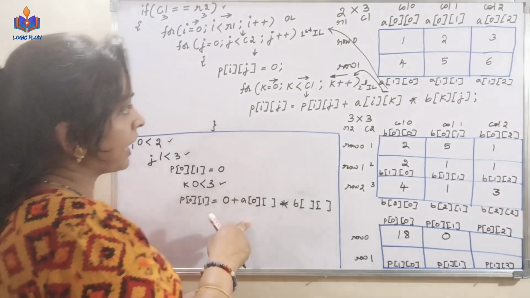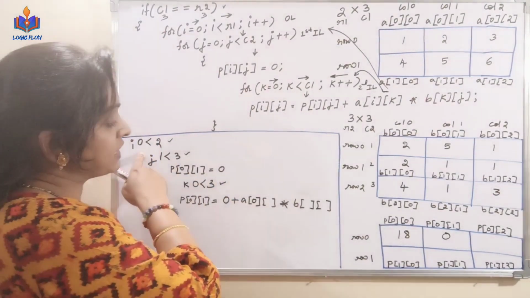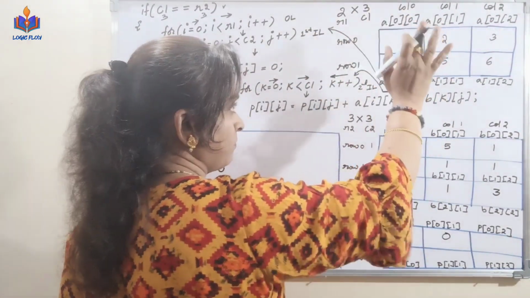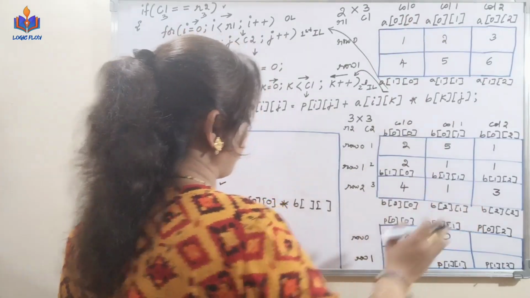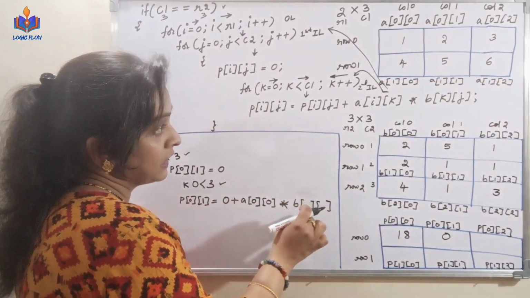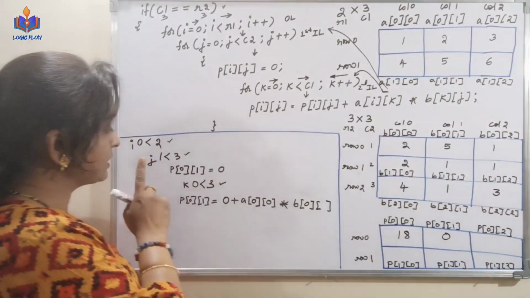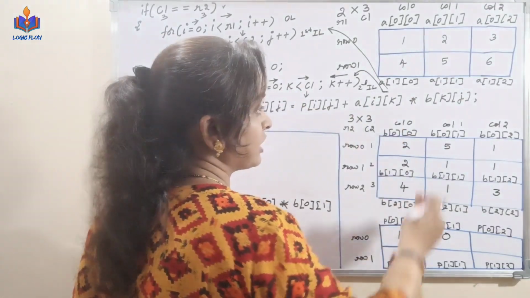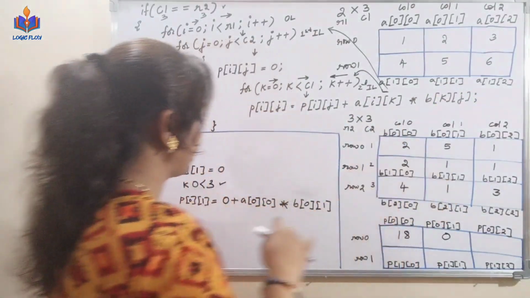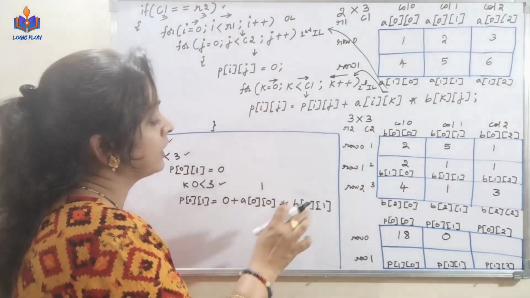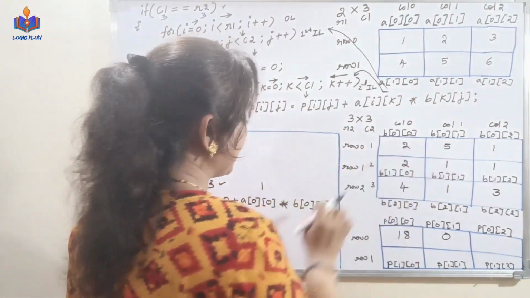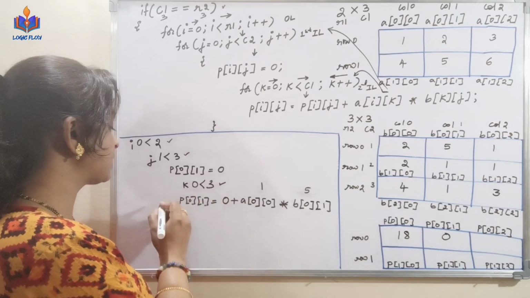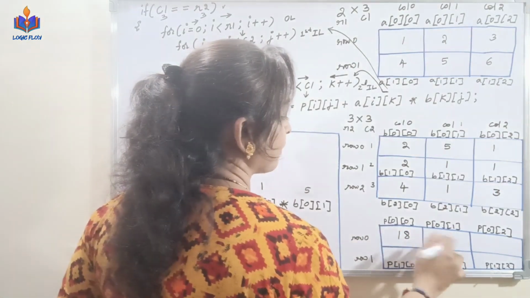0 plus A of I, it is 0 itself. What is K value? It is 0. See, the same row, first column is to be multiplied with the second column now. So it is B of Kj. K is 0, but what is J? It is 1. Because J is taking care of the columns of the second matrix, I have to come to the second column now. So it is A of 0, 0 which is 1 into B of 0, 1 which is 5. So what is 1 into 5? It is 5. 5 plus 0 it is 5. So here I got the value as 5.